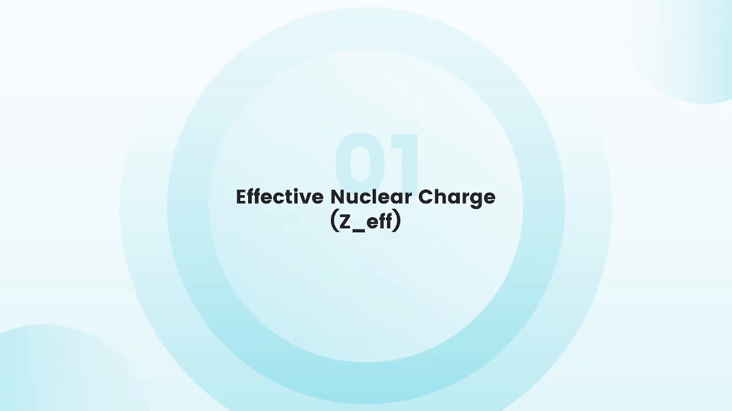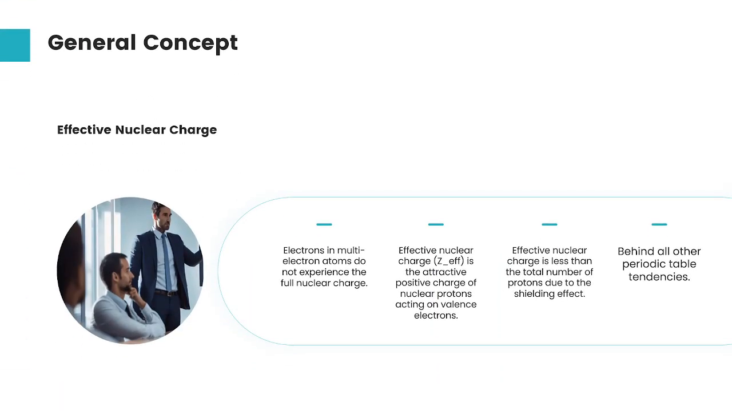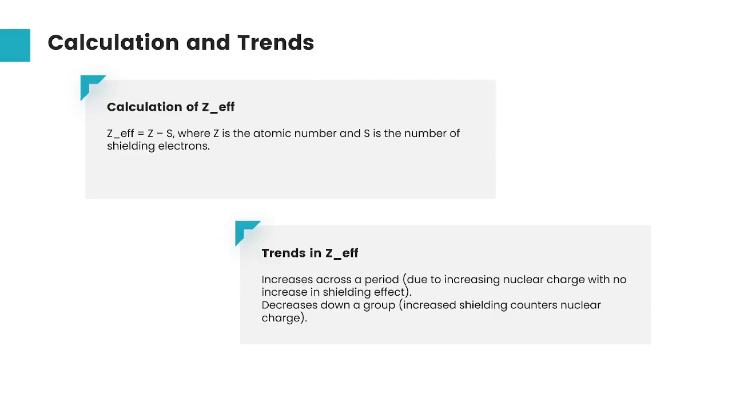Effective nuclear charge. What is effective nuclear charge? Electrons in multi-electron atoms do not experience the full nuclear charge. Effective nuclear charge is the attractive positive charge of the nuclear protons acting on valence electrons. It is less than the total number of protons due to the shielding effect of core electrons. Calculation of effective nuclear charge is equal to Z minus S, where Z is the atomic number and S is the number of shielding electrons.